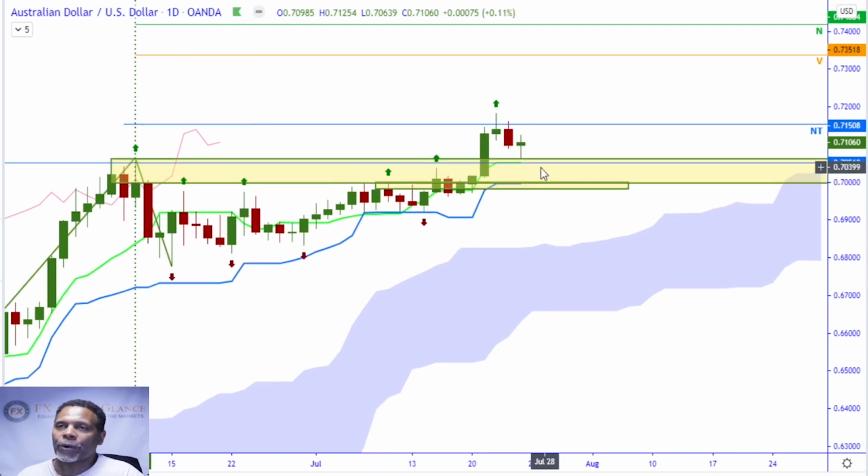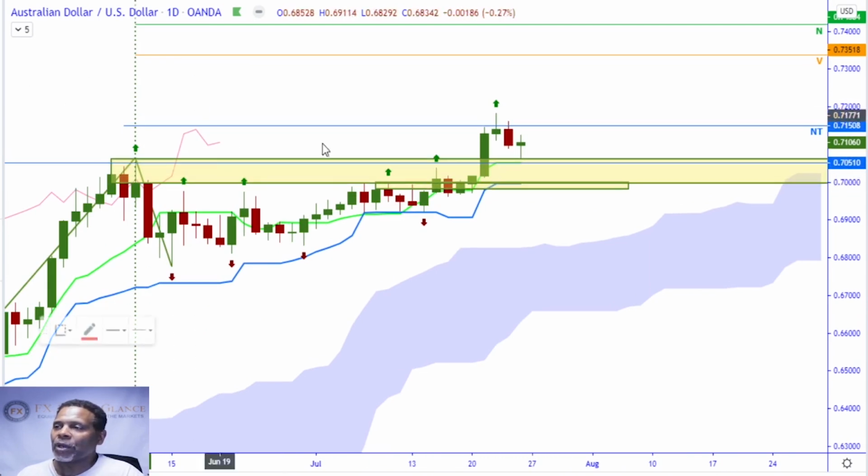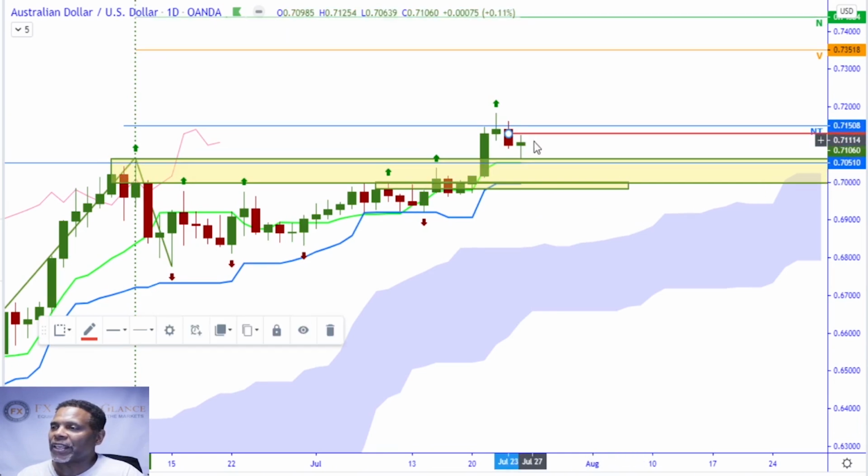But what we're really looking for now, based on this daily time frame, would be for the market to give us an entry at this point. I like to be below the fractal. That's deep here. You could put your stop loss below the zone here.